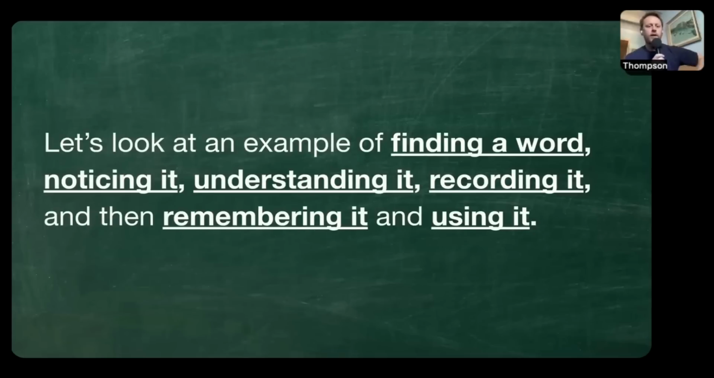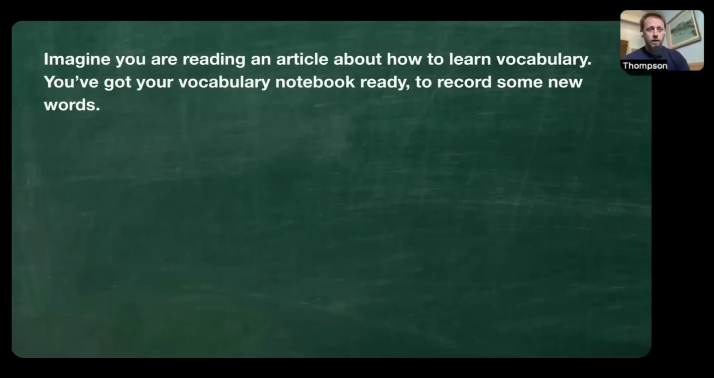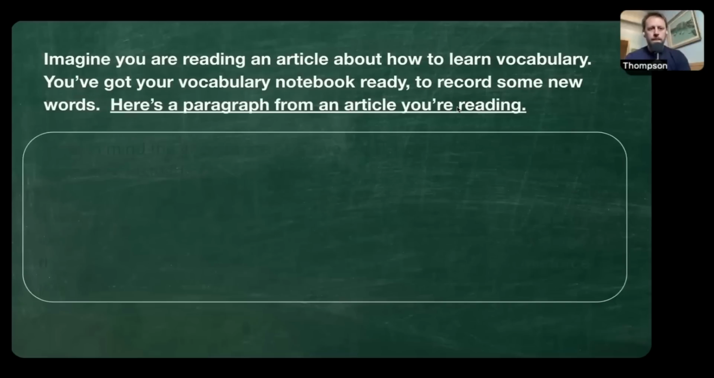Okay, so let's look at an example of finding a word, noticing it, understanding it, recording it, and then remembering it and using it. Imagine you're reading an article about how to learn vocabulary, right? This is the article that you're reading. It just happens to be about the subject of this talk. So you're reading an article, and you've got your vocab notebook ready to record some new words. Here's a paragraph from the article that you're reading. I'm going to show you the paragraph here in a second.